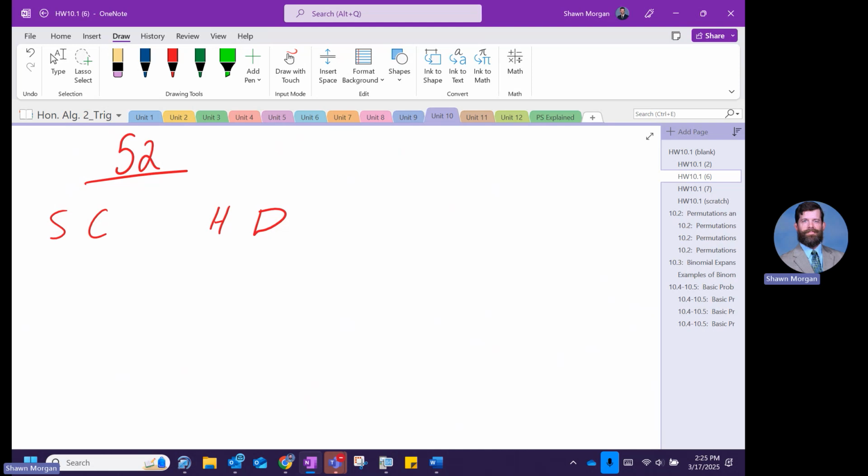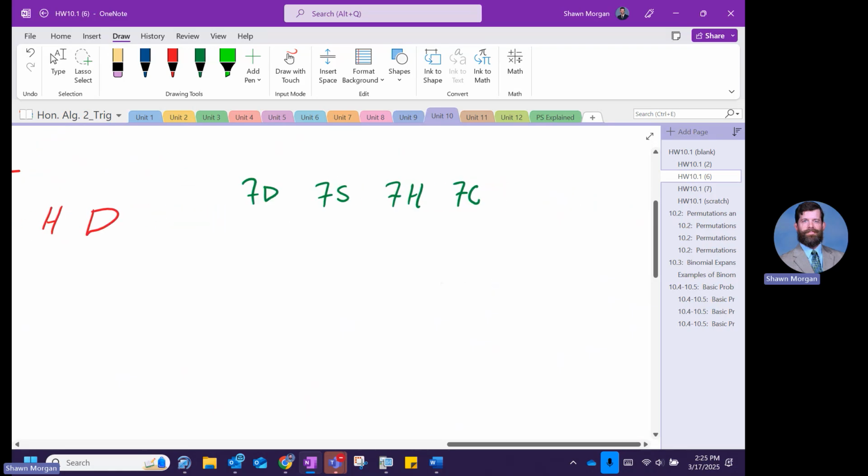Okay, I'm getting some ideas. Let me ask you this. Dylan, what kind of card are we going to pair up? We'll just use an example. A 7. Okay, lucky 7, baby. So how many 7s are there? There's 4. There's a 7 of diamonds, a 7 of spades, a 7 of hearts, and a 7 of clubs.